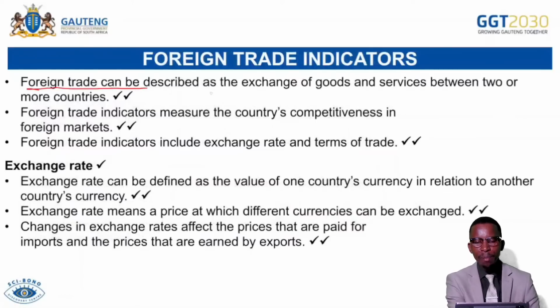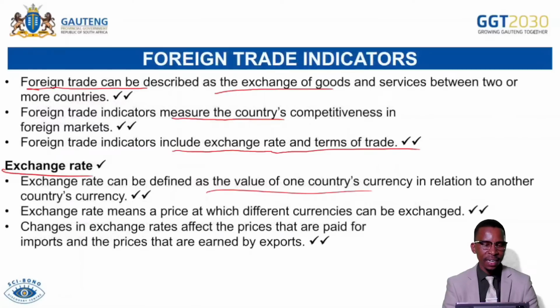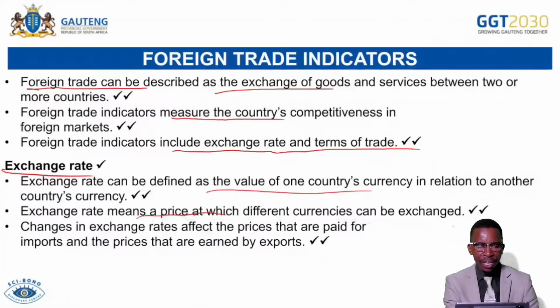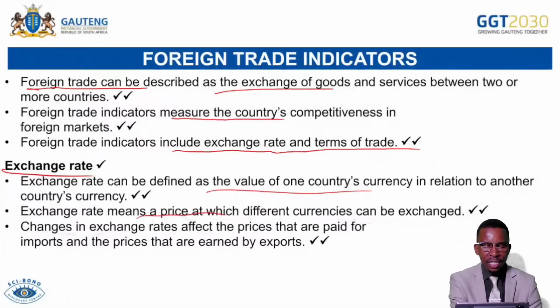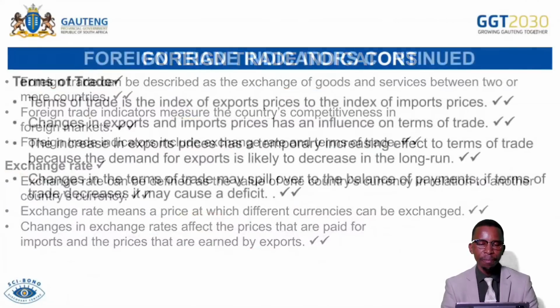Foreign trade indicators. Foreign trade can be described as the exchange of goods and services between two or more countries. Foreign trade indicators measure the country's competitiveness in the foreign markets. They include exchange rate and terms of trade. Exchange rate is defined as the value of one country's currency in relation to another country's currency. It means a price at which different currencies can be exchanged for the domestic currency. Changes in the exchange rate affect the prices that are paid for imports and the prices that are earned on exports.